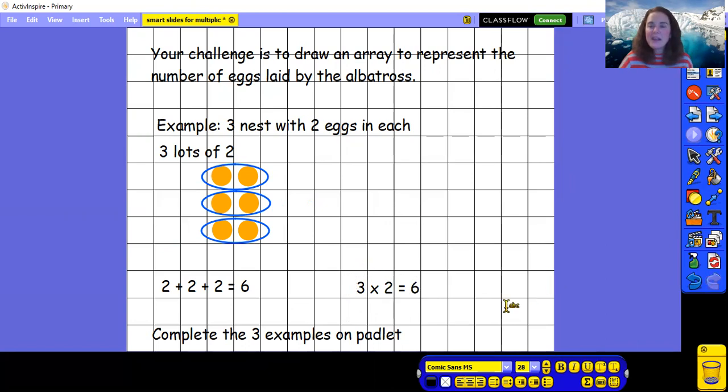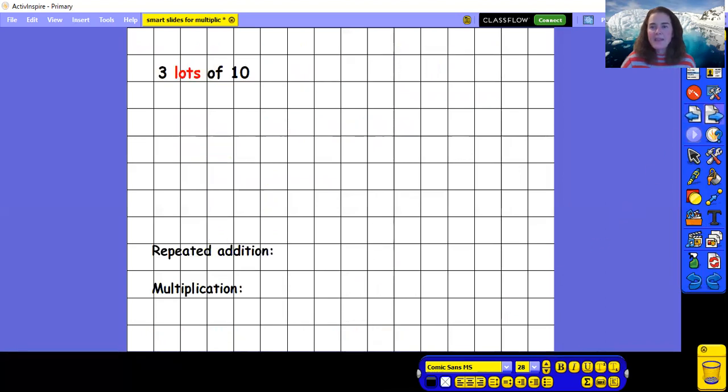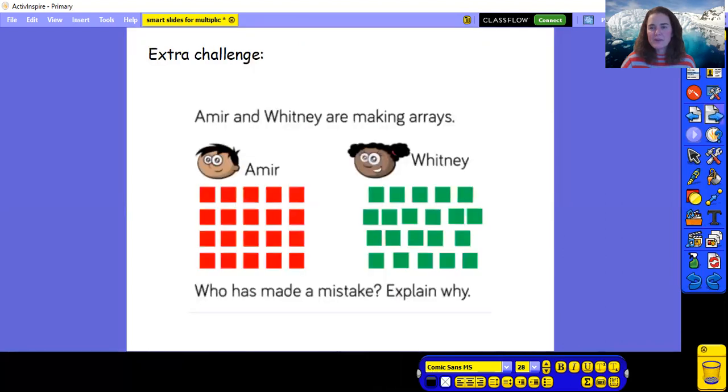Okay, so have a look on the Padlet and look at the challenges we would like you to have a go at independently. And then there's an extra challenge for you to have a go at where you've got to look at Amir and Whitney's arrays and explain who has made the mistake and why. What have they done wrong?